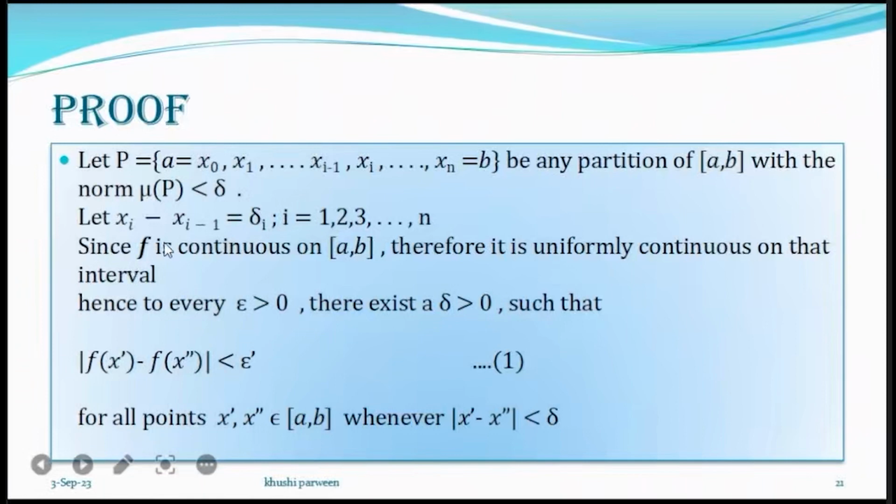So let x_i minus x_(i-1) equal delta_i, which is the length of the subinterval, i lies between 1 and n. Since f is continuous on the closed interval [a, b], it is uniformly continuous on that interval, and as per the definition of uniform continuity, for every epsilon greater than 0 there exists a delta greater than 0 such that mod of f(x') minus f(x'') is less than epsilon' for all points x', x'' belonging to the closed interval [a, b], whenever mod of x' minus x'' is less than delta.